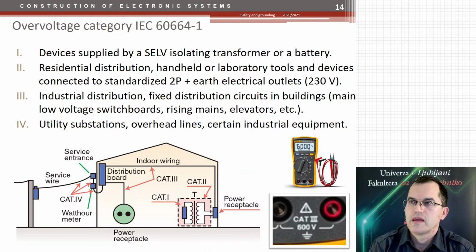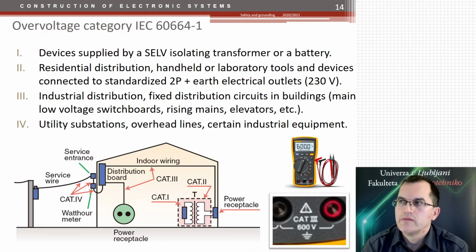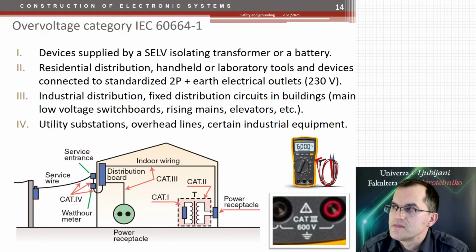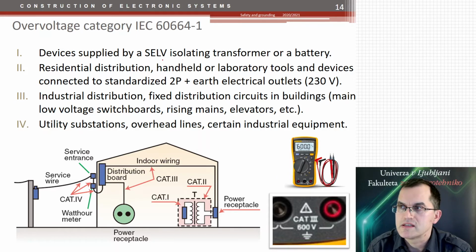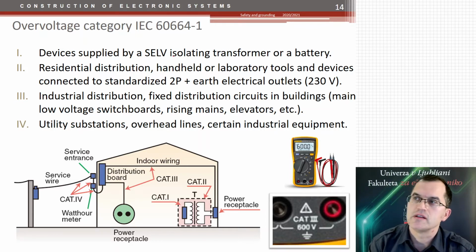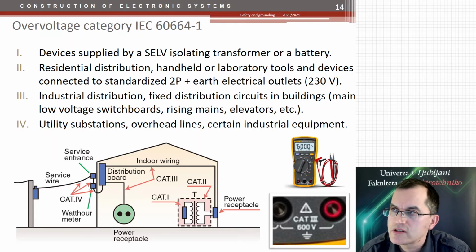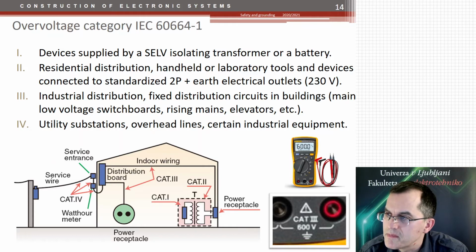Another thing, the overvoltage category. We have again 4 categories, and category 1 would be a low voltage device that is supplied by low voltage. That means an extra safety low voltage power supply with isolating transformer. So category 1 would be a device such as a laptop or a phone or something like that that is powered by a low voltage power supply.